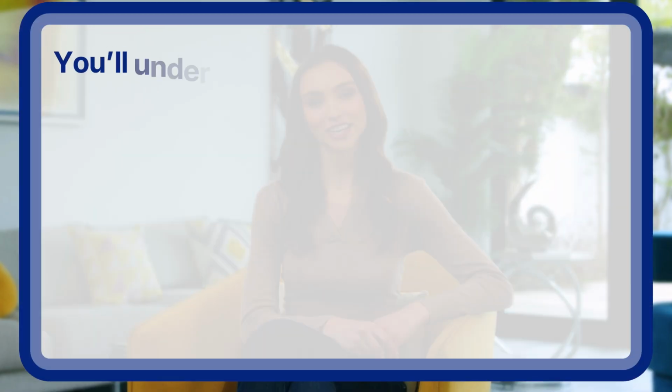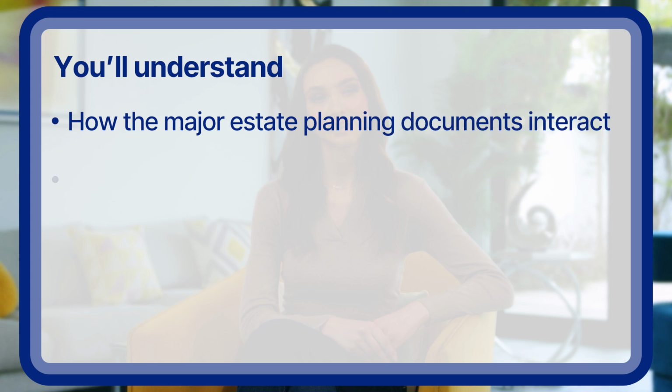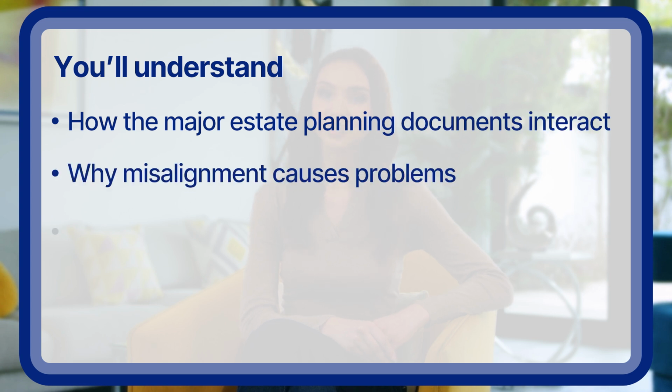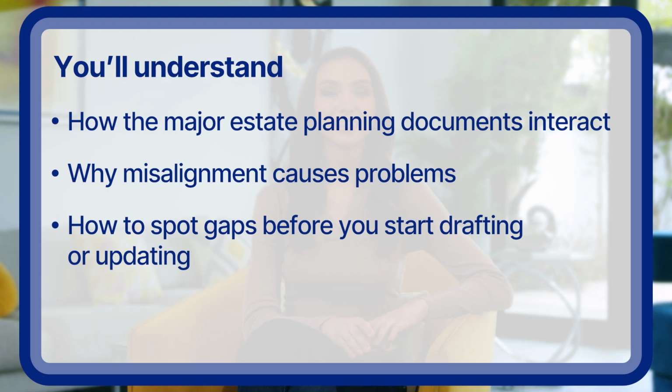Today's lesson is about helping you see the system clearly, so everything you do next makes sense and feels manageable. By the end of this lesson, you'll understand how the major estate planning documents interact, why misalignment causes problems, and how to spot gaps before you start drafting or updating anything. Let's start with a common experience.